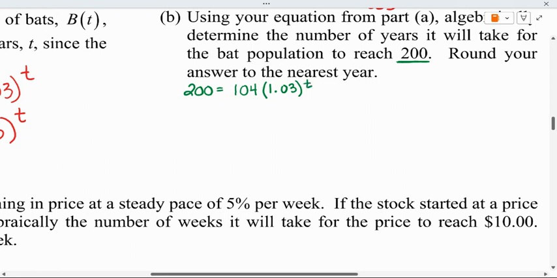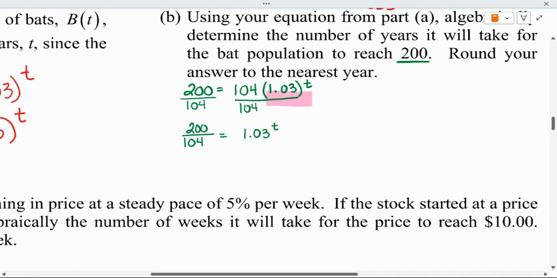Well, we know that if I have something equals an exponential function, we can solve it. So we just need to get this piece all by itself. Well, the only way to do that is to divide both sides by 104. That's the first thing I'm going to do, divide both sides by 104. Okay? Michael, you with me? Okay. So I have 200 divided by 104 equals 1.03 to the power of t.